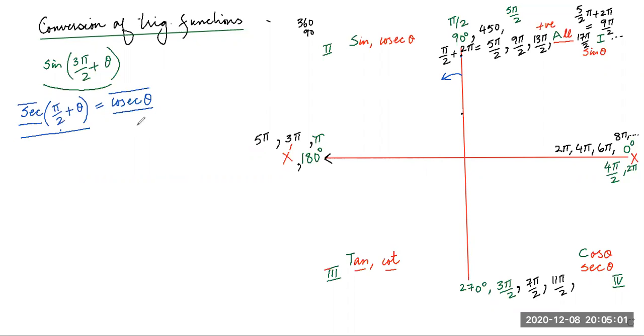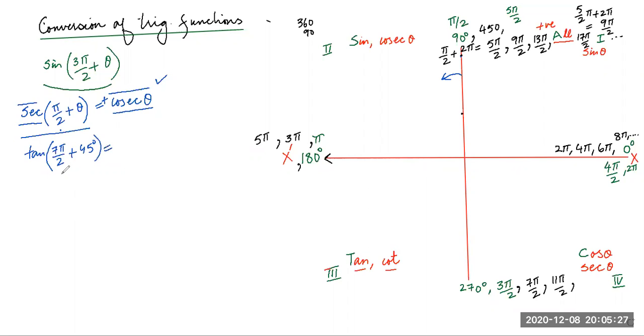Sir, positive. Correct. Simply add positive or leave it like that. We got the answer. Now let's say we have tan of 7 pi by 2 plus 45. How we will do it?